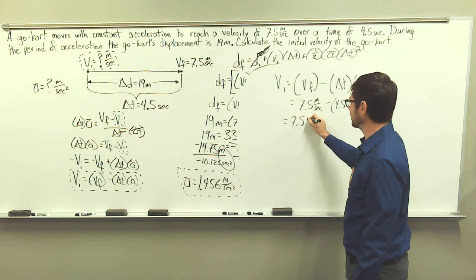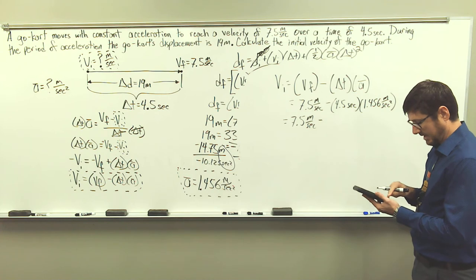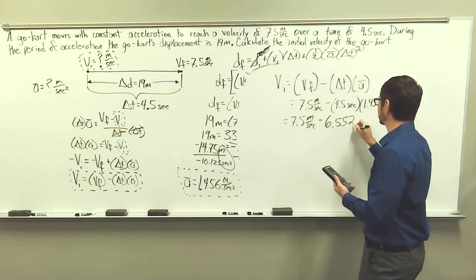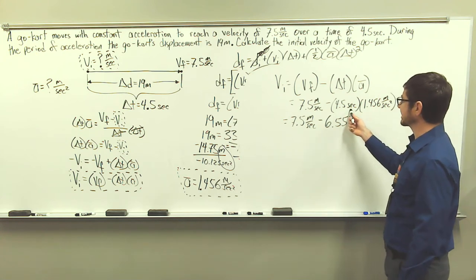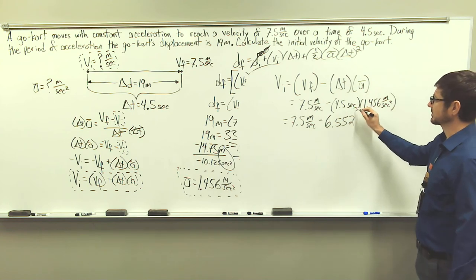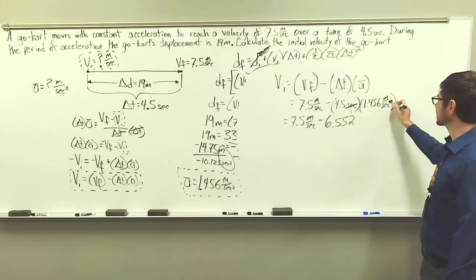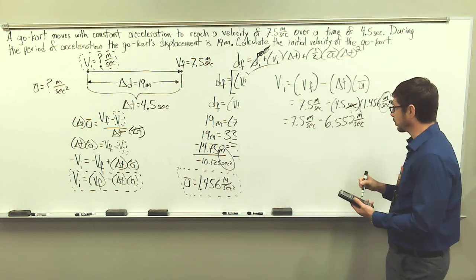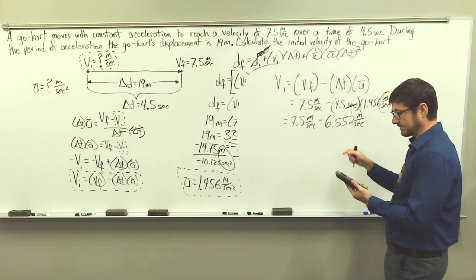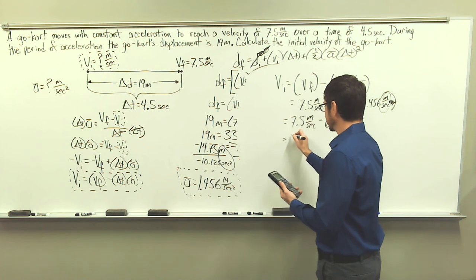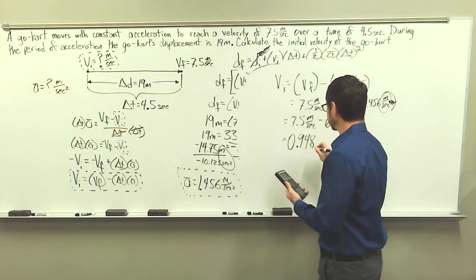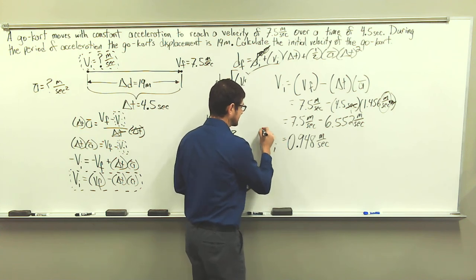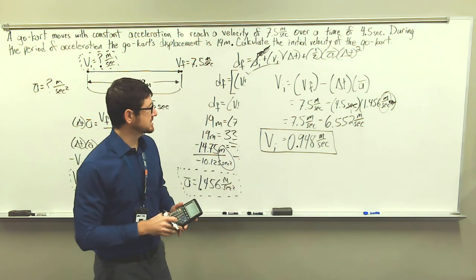So I have 7.5 meters per second minus, I have 4.5 times 1.456. This gives me 6.552. Now let's take a look at our units. I have seconds times meters per second squared. This can be written as seconds over one. So one of our seconds cancels, leaving us with units of meters per second. Okay, so 7.5 minus 6.552 gives me 0.948 meters per second. And this is the initial velocity of the go-kart. And that is our answer.